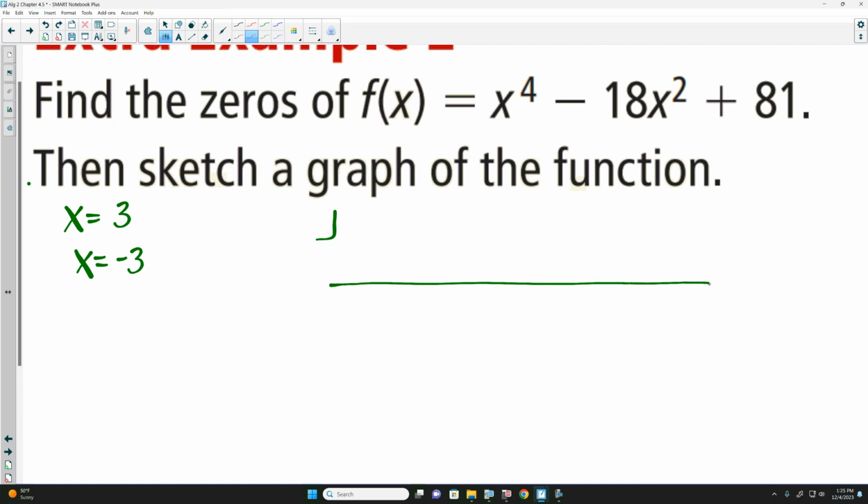The way we can check that is with synthetic division. With 3, the numbers going across the top would be 1 for x to the 4th. I didn't say it on the last one, but because we don't have an x cubed, 0 takes its place. Then negative 18 for x squared, 0 for x, and 81.